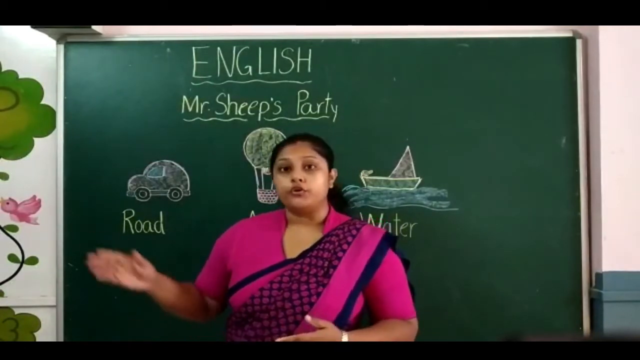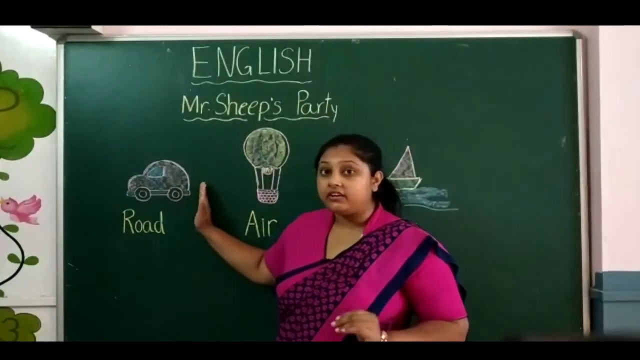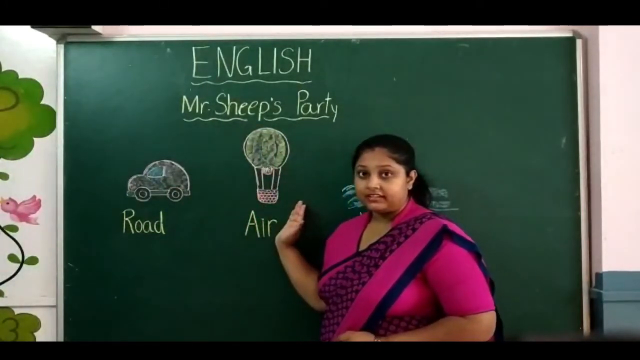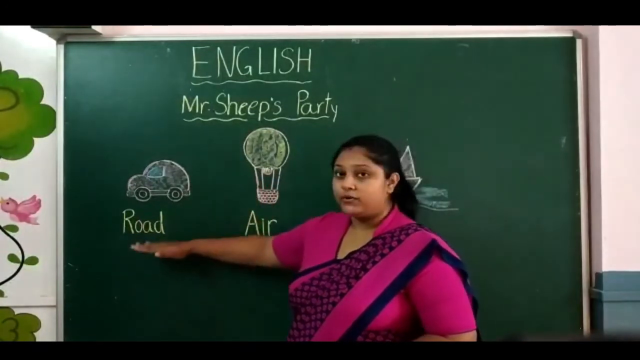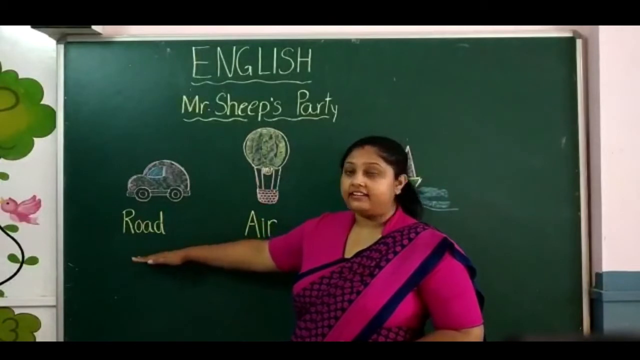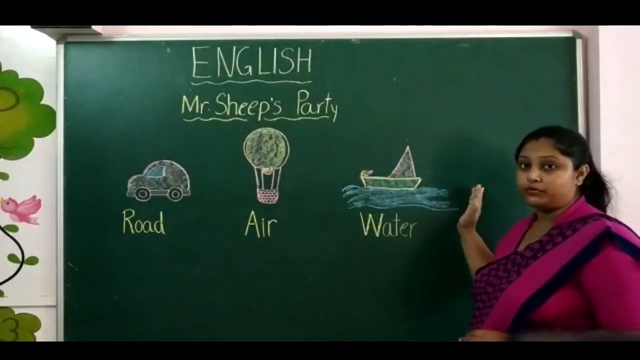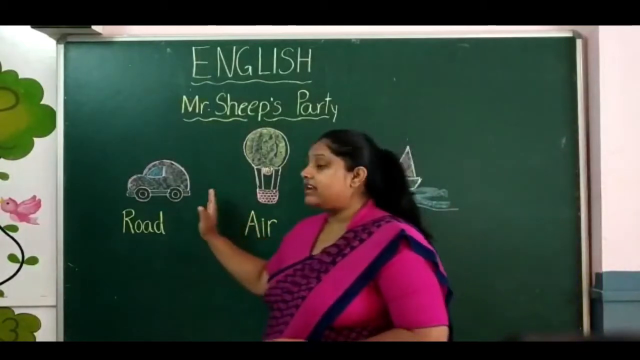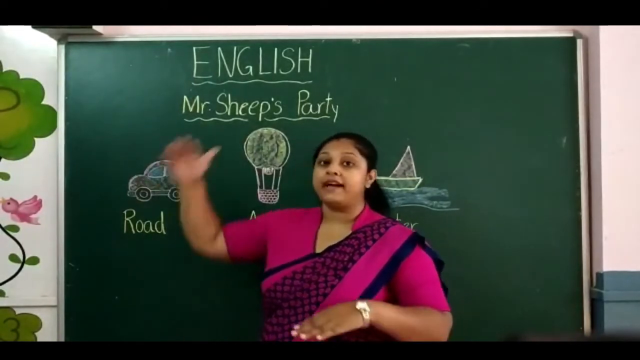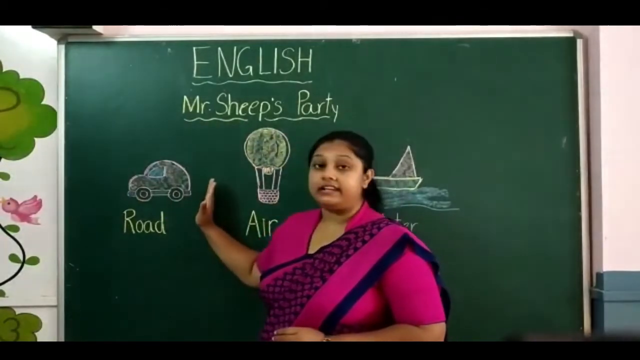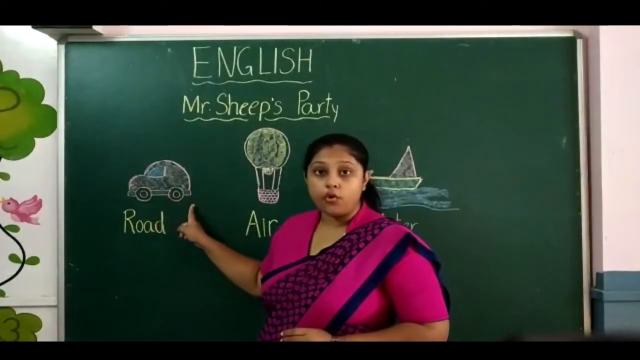can use through road. By road we go with car, right? By air, hot air balloon. Okay. In Shiv's party, they have shown these vehicles, right? By road, car. By air, hot air balloon. And by water, that is boat, motor boat. Okay, children? So, we can drive the car only on road. You can't drive the car on water or by air. Okay, so car is a road transport. Okay, we can drive car only on road.